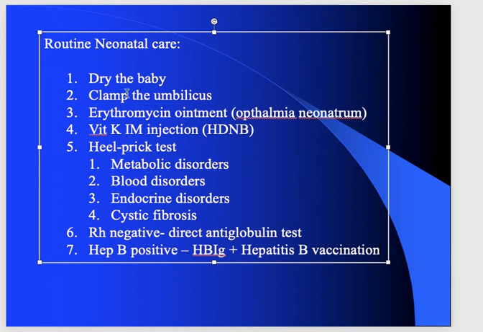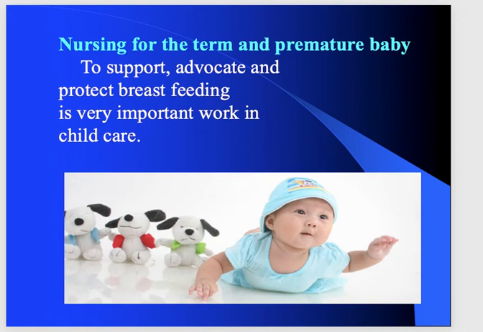So see, dry the baby, clamp the cord, erythromycin ointment, vitamin K injection, heel prick test is given. Rh negative mothers should be given anti-Rho(D) immunoglobulin, and babies of hepatitis B positive mothers should be given hepatitis B immunoglobulins as well as hepatitis B vaccination. So this is the routine care, guys, nothing important.